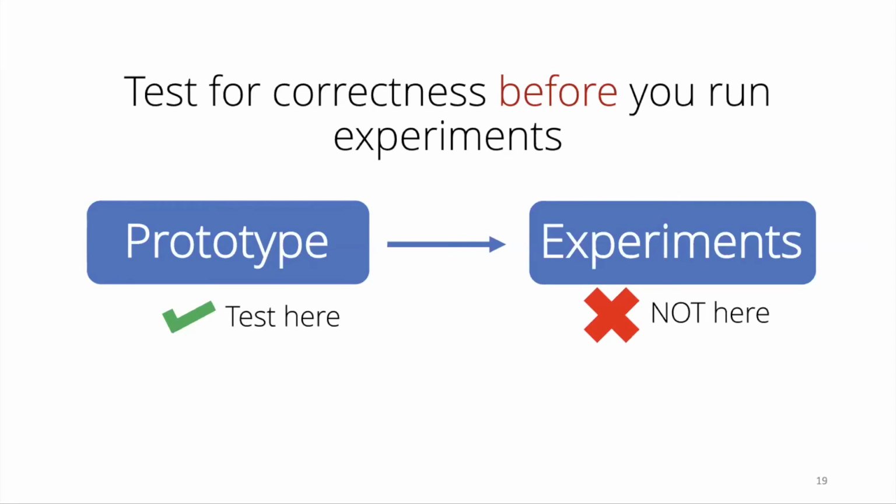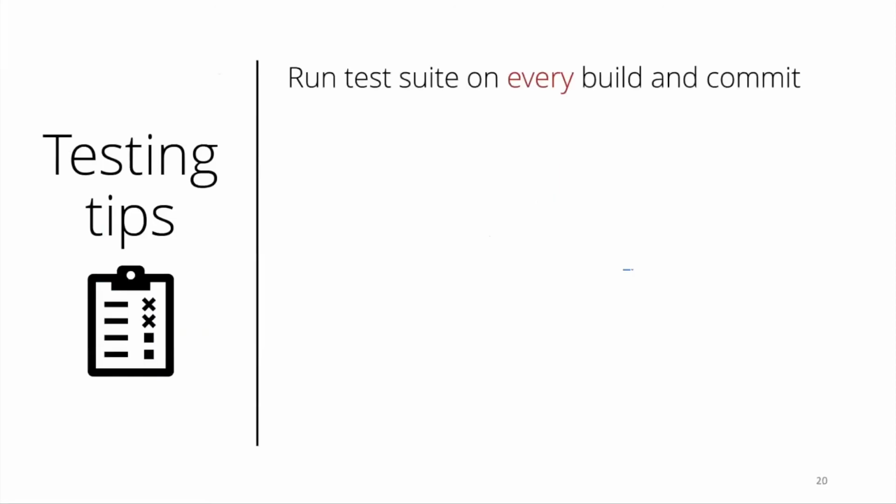So here are some tips to help you with the testing side of things. Make sure you have a suite of tests that you run on every build and every commit. Every language has its own umpteen frameworks to do testing. Pick one. Right? For example, in Java, you have JUnit. In Go, you have Go test and whatnot.